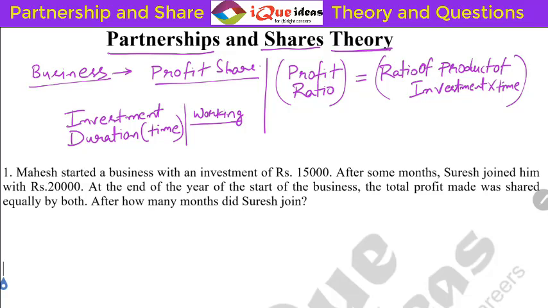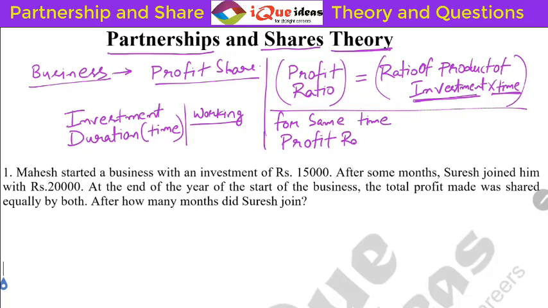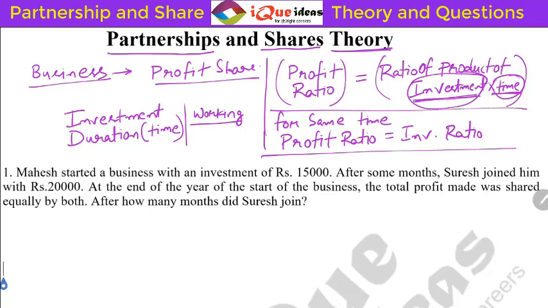One important thing: suppose time is not mentioned, then we have to assume by default that the times are the same for everyone. Suppose the investment is not mentioned, then we assume that the investments are the same for everyone. So if the time is the same, profit ratio will be equal to investment ratio. Depending upon the situation, we will apply these things. Otherwise, it is always the product of investment into time, and their ratio will give us the profit ratio, and then we divide using the ratio method. Let's take up the first question.